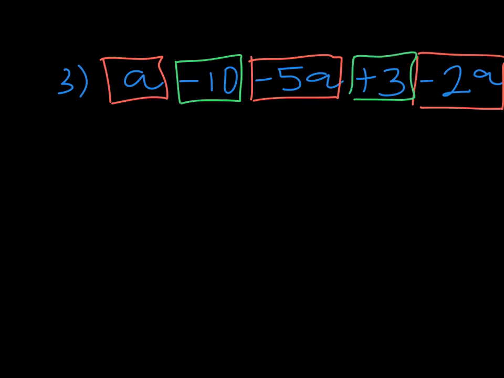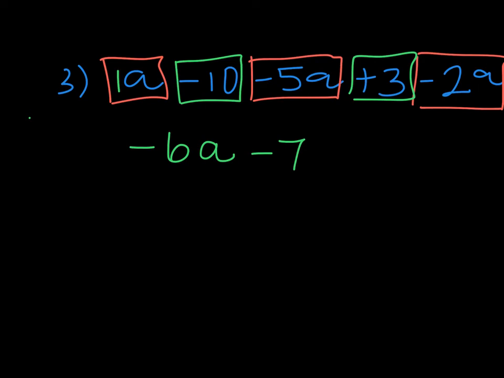So something to take note of: if you just have an a or a negative a, there's an understood 1 in front of that variable. So I have 1a and negative 5a, which would give me negative 4a, and negative 4a and negative 2a will give me negative 6a. Now I have negative 10 and positive 3, which would give me negative 7. So my final expression would be negative 6a minus 7.